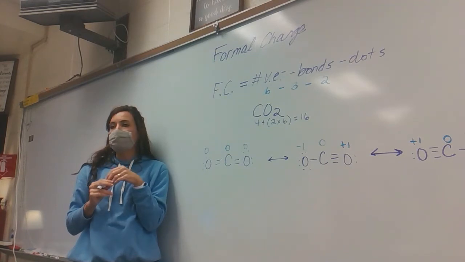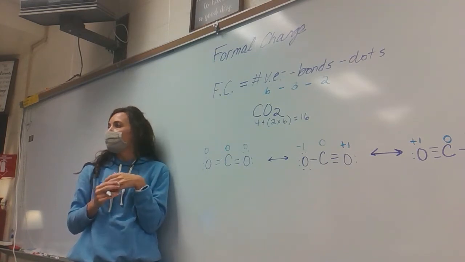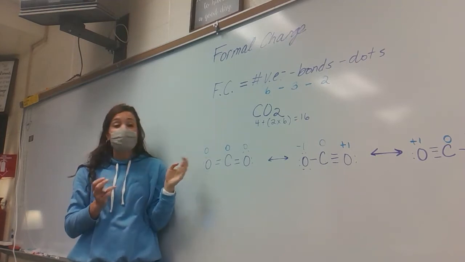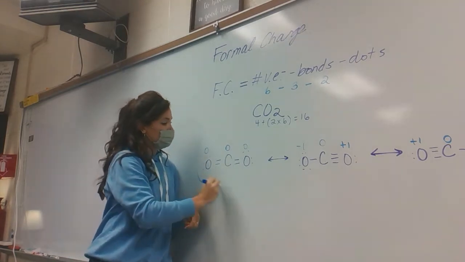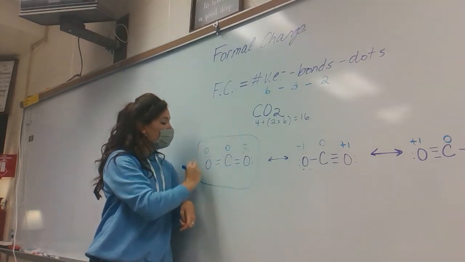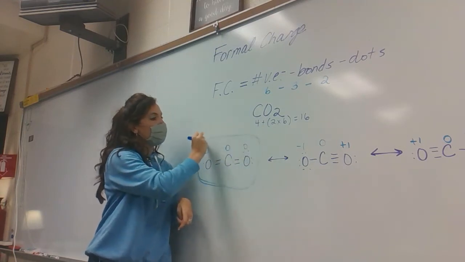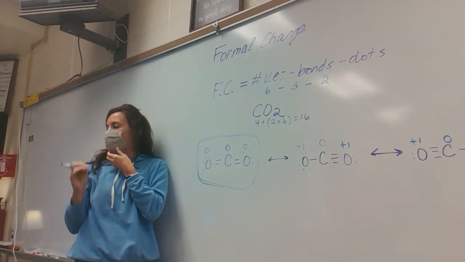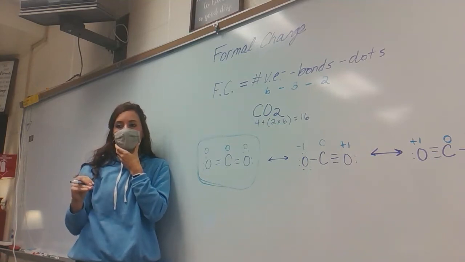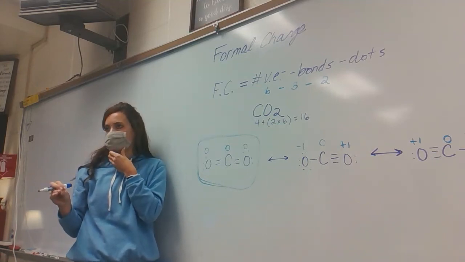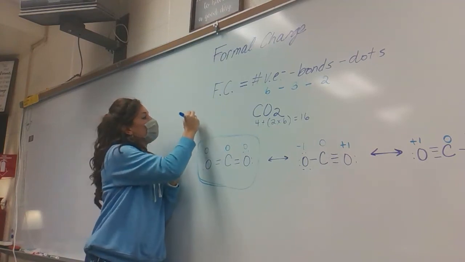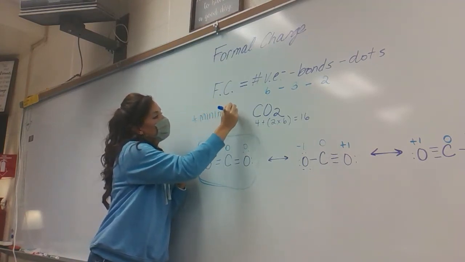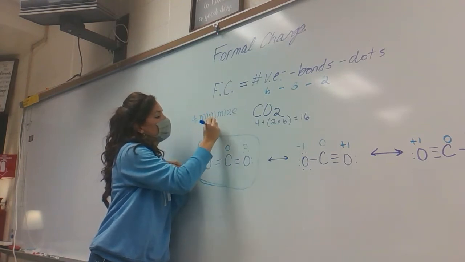Now, you look at your formal charges and you decide if one of them is better than the others. In this case, this one is the best because you want all of the things to have zero formal charge if possible. The best structure has no formal charges. So you want to minimize formal charge.